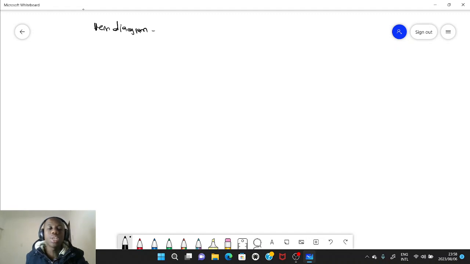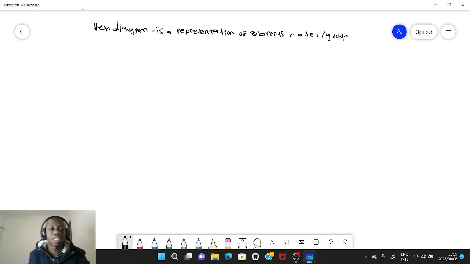What is a Venn diagram, by the way? We're saying a Venn diagram is a representation of elements in a set or a group. This Venn diagram is part of the graphical representation of our probabilities.